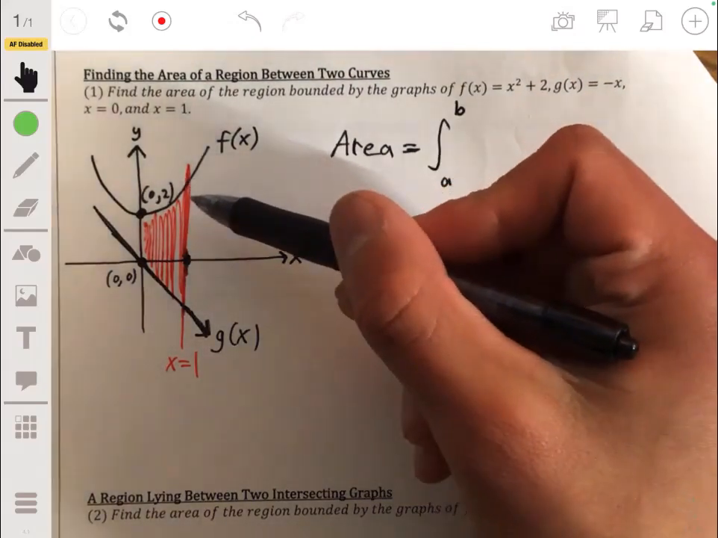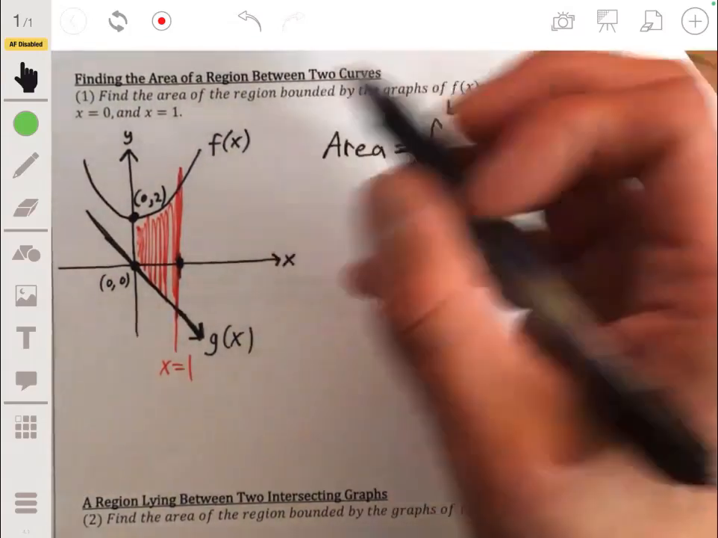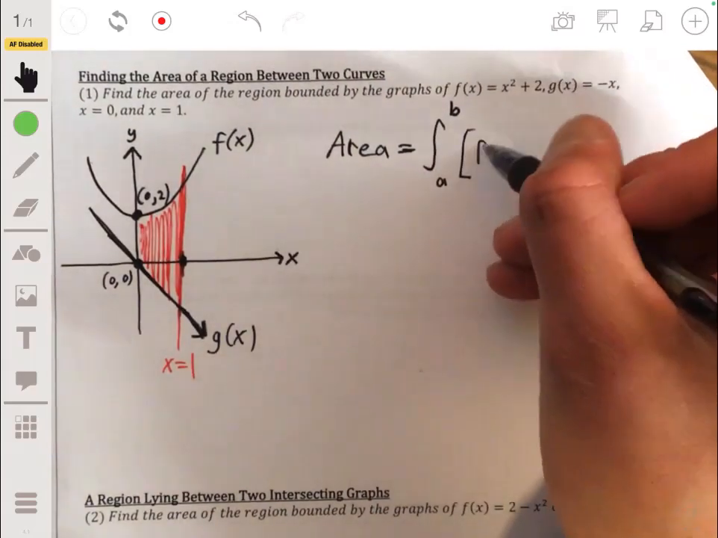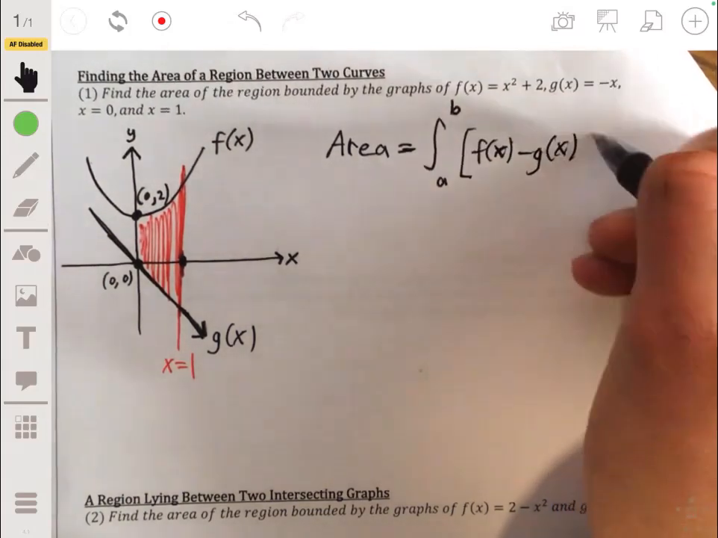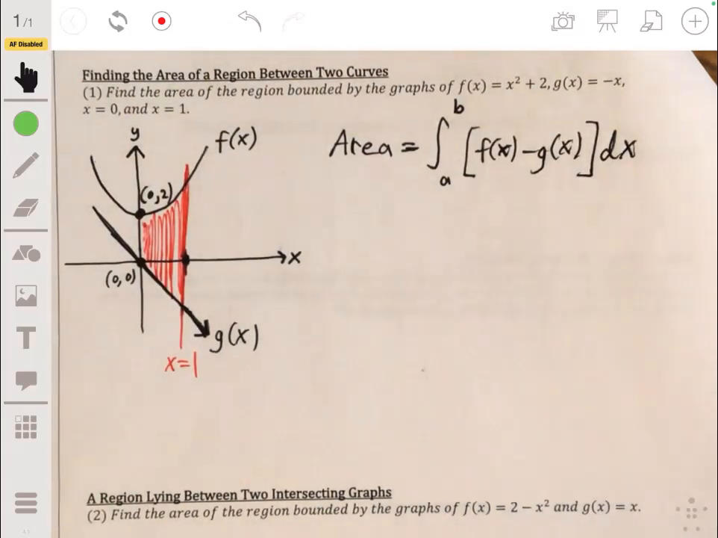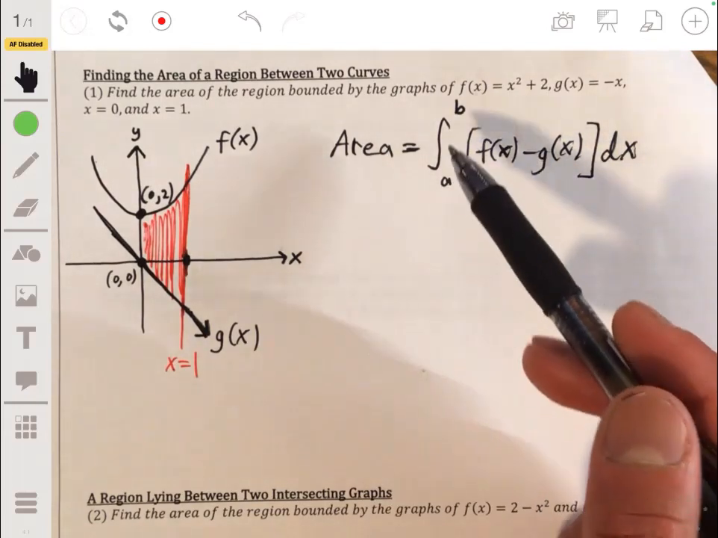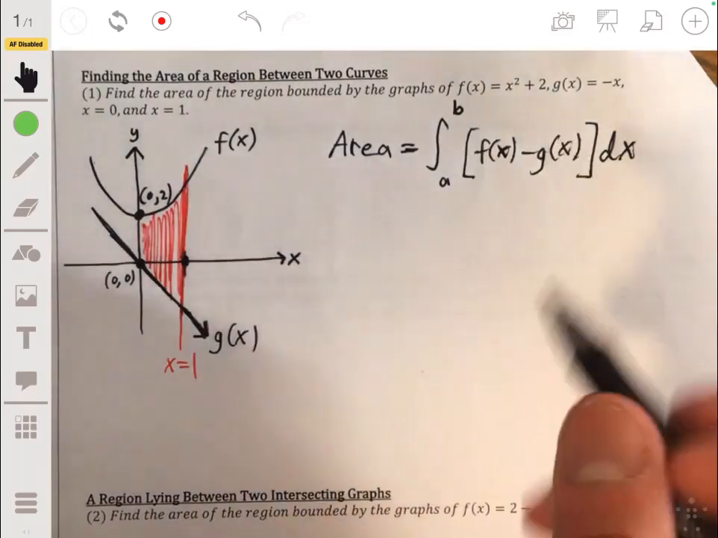Let's just use this example, because f of x is greater than g of x. So we would integrate the integrand f of x minus g of x dx. And again, that's if f of x is larger than g of x on the entire interval, and they're both continuous. In this case, they are. So this is your most general basic example. So let's go ahead and set this up.